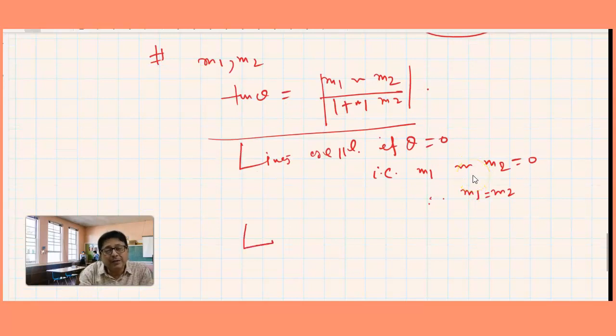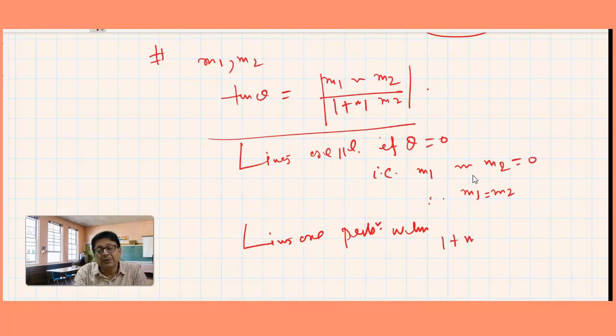Lines perpendicular under what condition? Lines are perpendicular when theta will be 90 degrees. Tan 90 degrees means something by 0. So 1 plus m1 m2 equal to 0. Therefore, the product of slopes will be equal to minus 1.